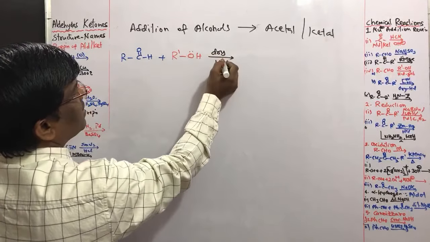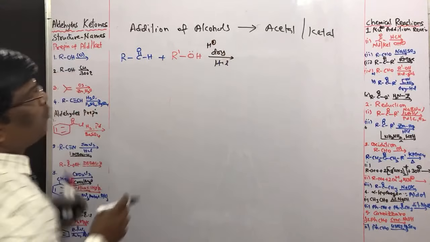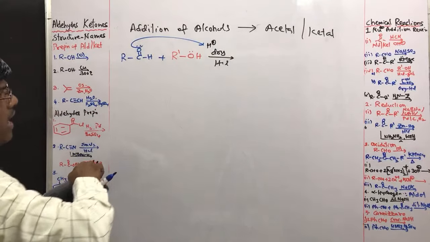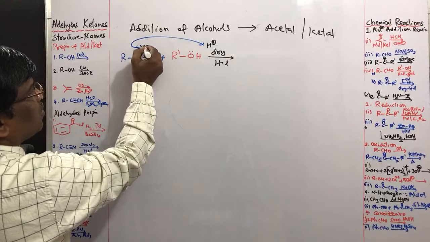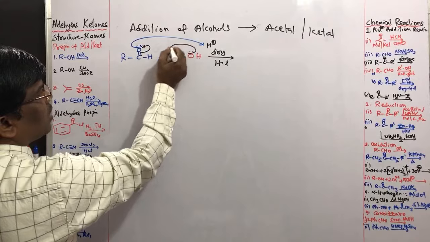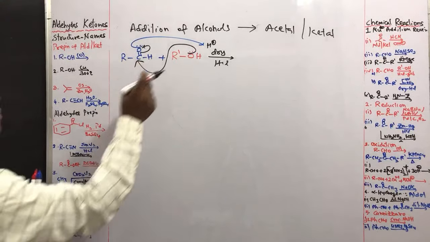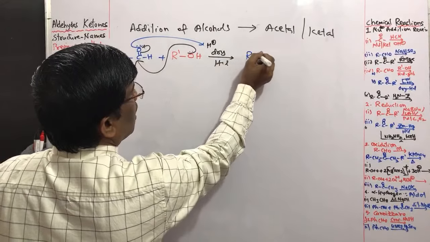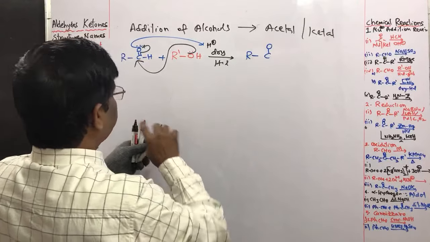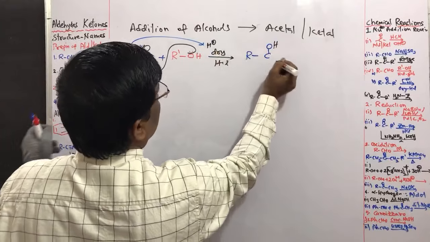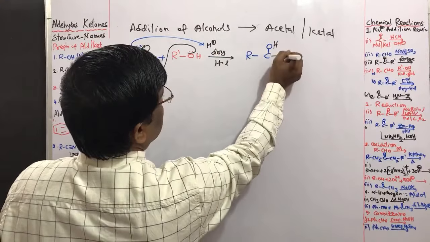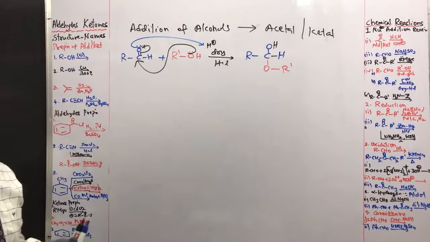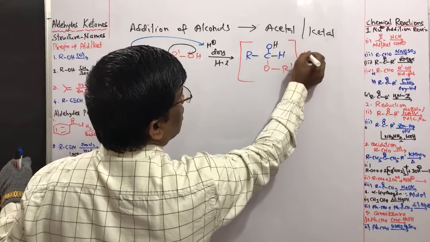Anyhow, so dry HCl, it is going to give a proton. The double bond oxygen is going to take up the proton first, and then it accepts the alcohol and loses H plus to give R, C, O, H has come, and this H is already here, and this is OR prime. This is a hemiacetal.